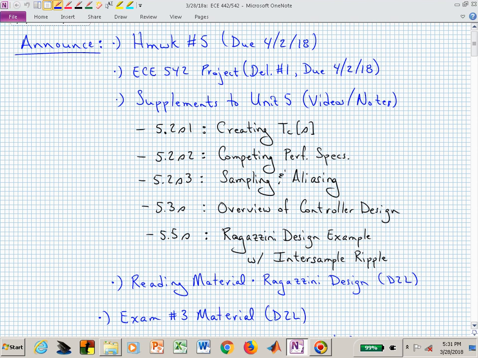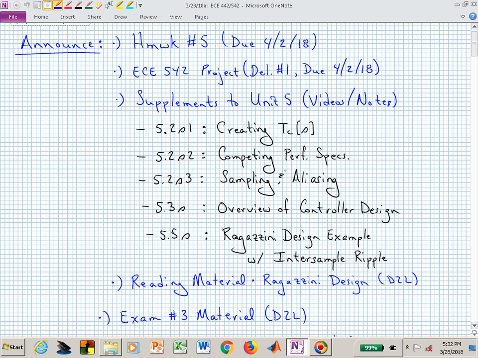ECE 442-542. I have quite a few announcements and a fair length of goals, but you can see in black there's some supplemental material, and they've tried to be organized relative to where we've covered those topics. We're in Unit 5, and Homework 5 is due on Monday. One of the goals for today is actually to give you hints on how to work Homework 5 problems to make it go even quicker.